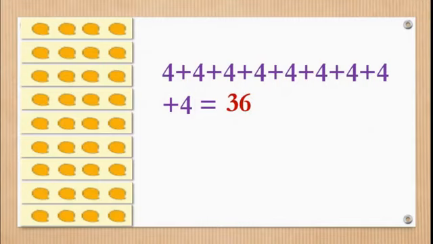Isn't it? Now in the second method, that is the multiplication method, what do we do? 4 into 9 rows. So 4 9s is equal to 36. So how many total mangoes are there? 36 mangoes. Got this, students? The second method, that is the multiplication method, is very easy compared to the addition method.